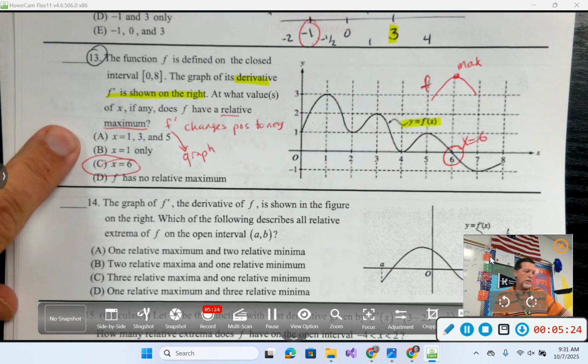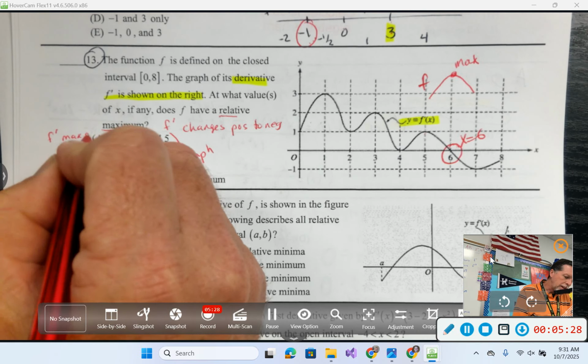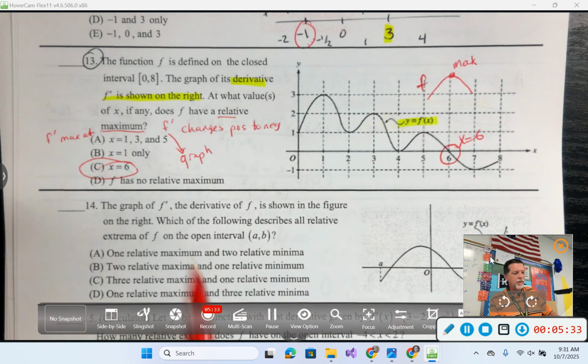If f prime changes positive to negative, that means f has a maximum at x equals 6. Again, 1, 3, and 5, that's where f prime has a max. That wasn't the question. So be careful on what you're given and what they're asking.